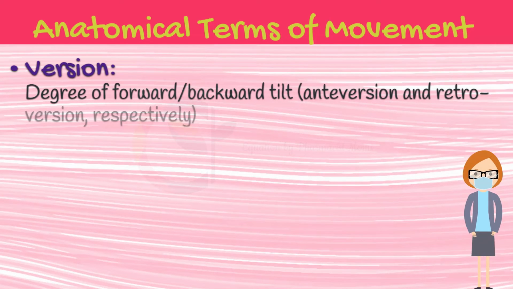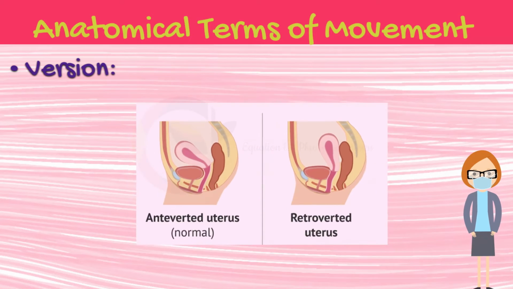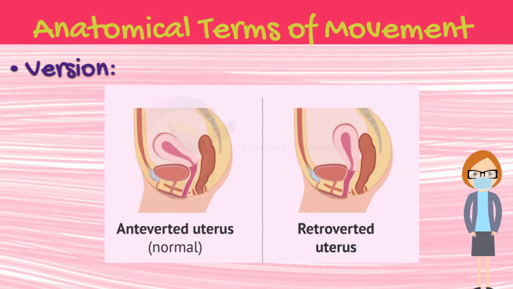Version, degree of forward or backward tilt, that is anteversion and retroversion, respectively. It is used with these anatomical structures. In around 75% of women, the uterus is anteverted, that is tilted forward. In the remaining 25%, it is retroverted, that is, tilted backward.